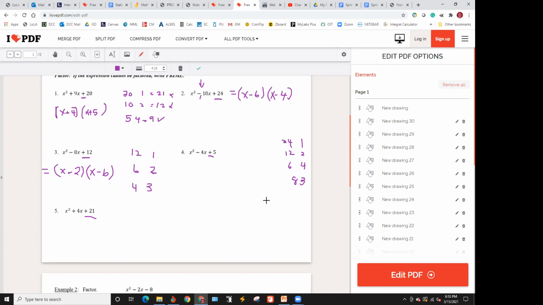So for 5, there's really only two factors of 5, right? 1 and 5. Is there anything else I'm not thinking about? No, that's it. That's only 2, aren't there? What do those add up to? 6. But yet, there's no 6 there. So since the only factors that we have, none of them add up to that middle term, then this one is what we would call prime.